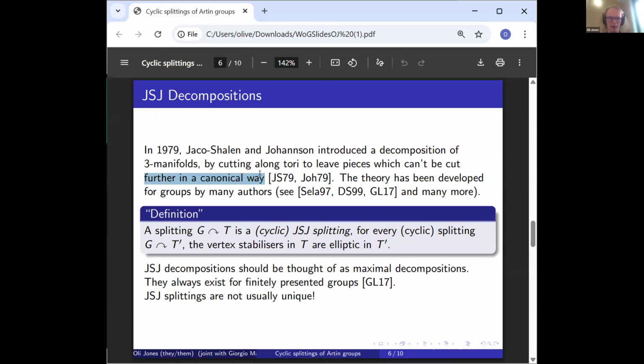I don't want to worry about this too much today, but the picture to have in mind maybe is one dimension lower. Think about a surface. You can cut a surface along a circle in many different ways, but there's no canonical one to choose. And that's the kind of thing you might be left with. Of course, in three dimensions.